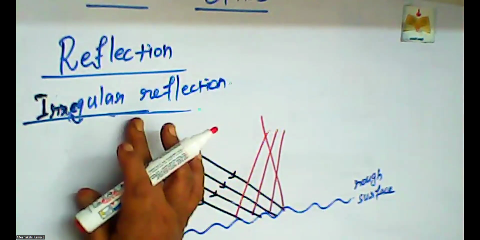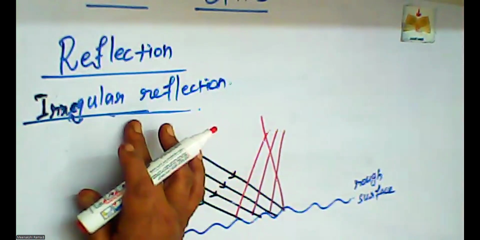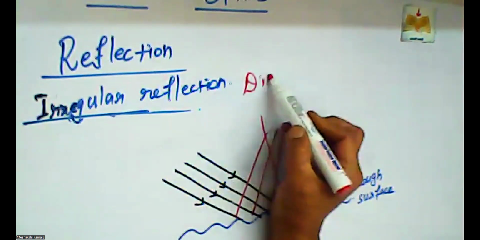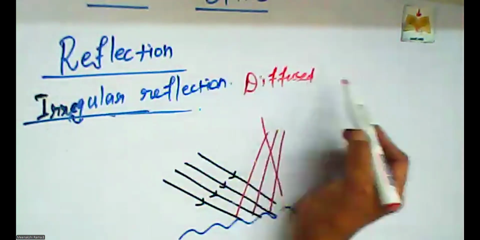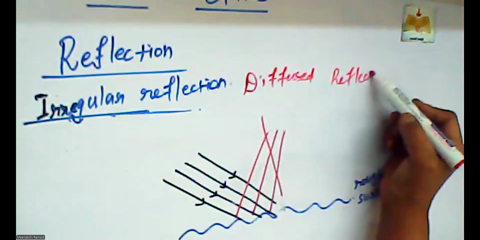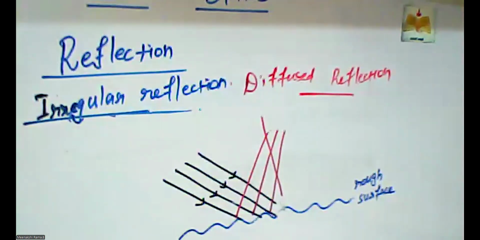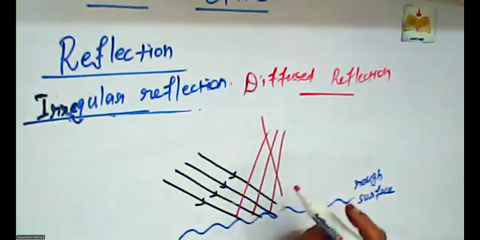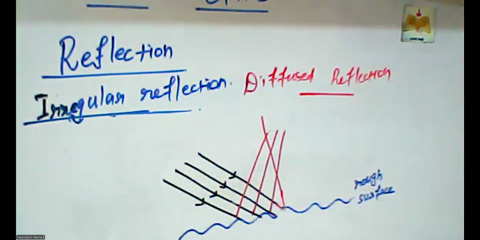This kind of reflection is called irregular reflection or diffused reflection. What does diffused reflection mean? When light falls on a rough surface, the reflected rays go at angles that are not proper. So it is called irregular reflection. The light rays are reflected at different angles, not in a correct manner.